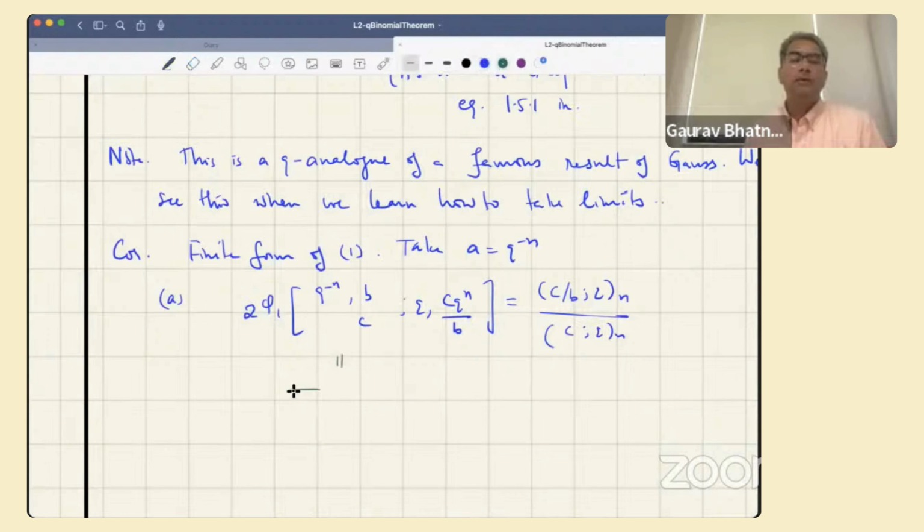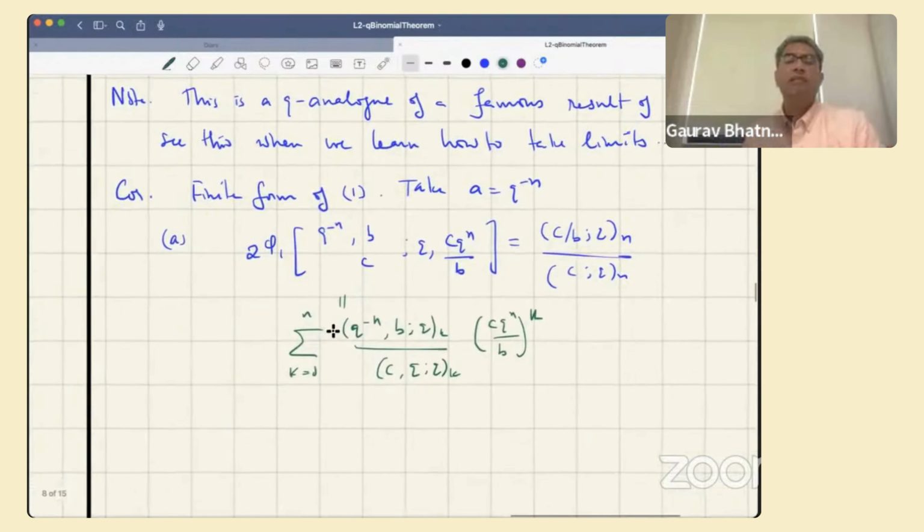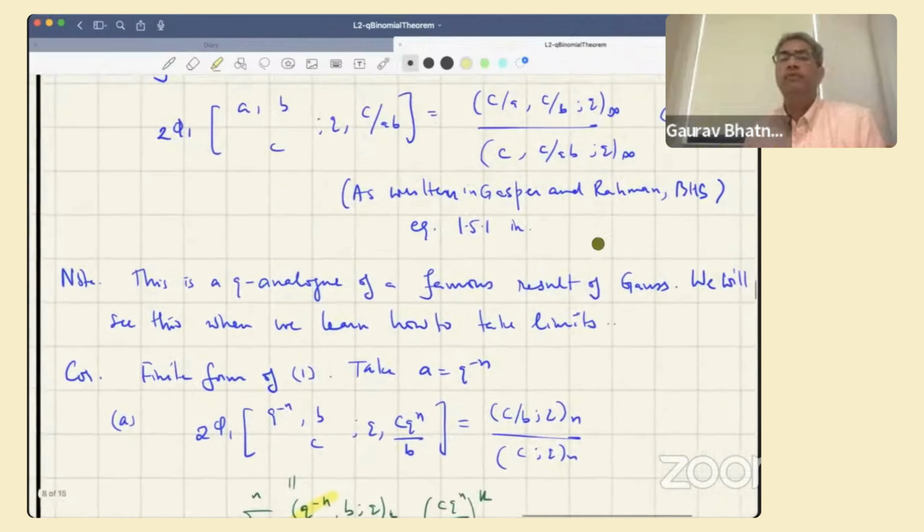This is equal to the sum over k going from 0 to n of q raised to minus n, b, q^k over c and then q, q^k, and then c q^n over b raised to k. So this is a finite sum, because this item right here becomes 0 when k is bigger than n. We did this as an exercise earlier, that this terminates the series. So now you don't need anything, and these follow straight from what we did.